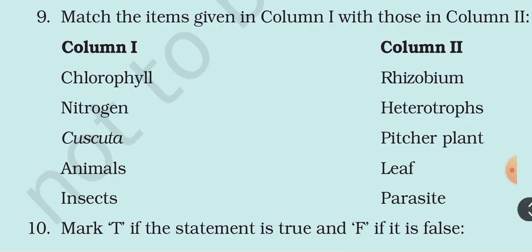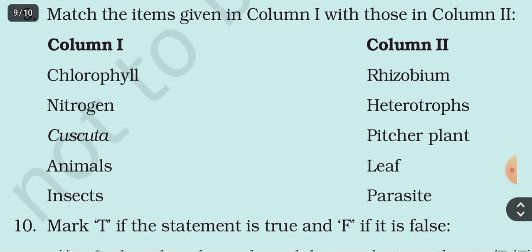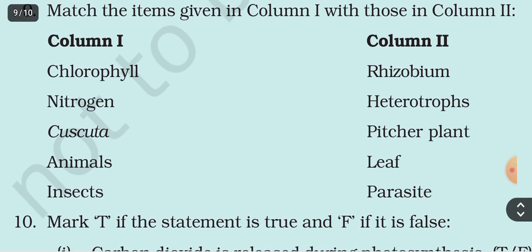Chlorophyll. You have to match column A to column B. Chlorophyll, leaf, nitrogen, Rhizobium, Cuscuta, parasite, insect, pitcher plant, animals.